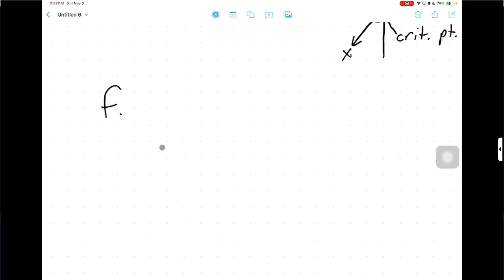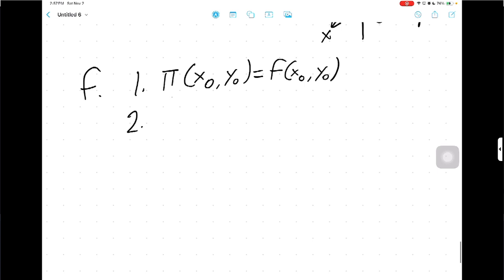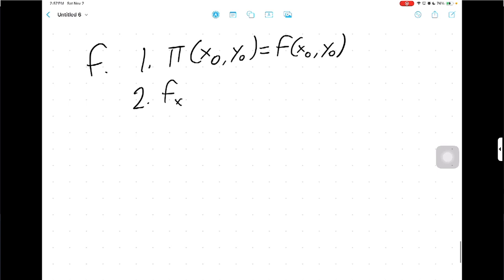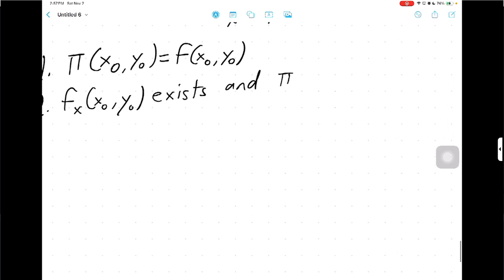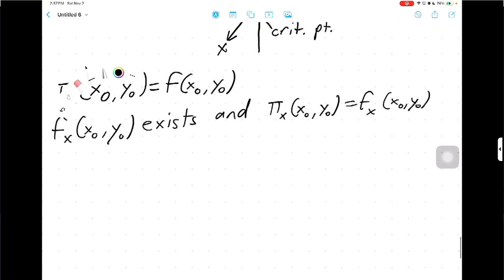Awesome. F asks you to list 3 conditions that must be true for a plane to be considered a tangent plane. So the first condition is your tangent plane at the point you're taking the tangent plane of must be equal to the function at that point. This is straight off your lecture notes. The partial derivative with respect to x exists, and the partial derivatives of the tangent plane and the function are the same. And 3 is just the same thing, but for y.